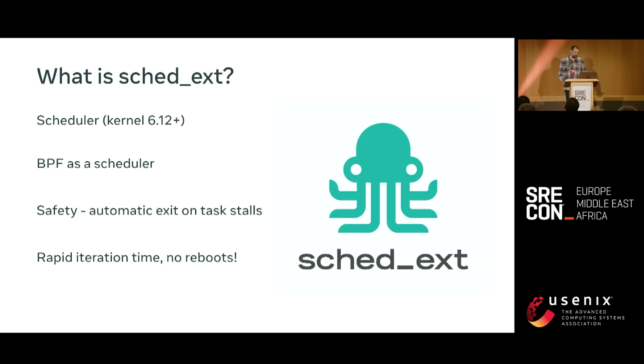So first, what is SCX? It's a pluggable BPF interface into the kernel scheduler that allows you to run a BPF program as a scheduler. It's safe. It automatically exits if you cause tasks to stall, so it won't crash your kernel. And it allows for rapid iteration time, so you don't have to reboot or recompile your kernel. You can just load a BPF program as a scheduler, make some changes, kick it out, and it shortens your overall iteration time.